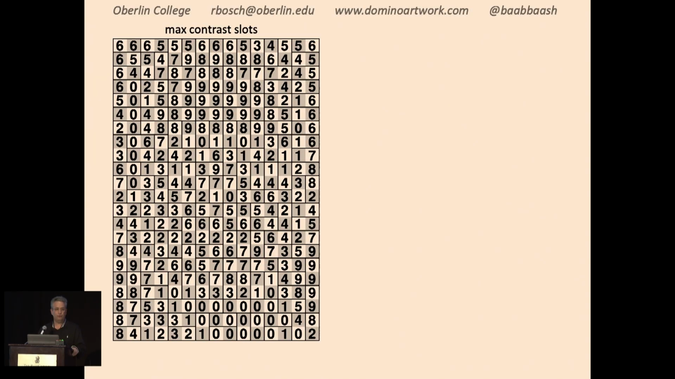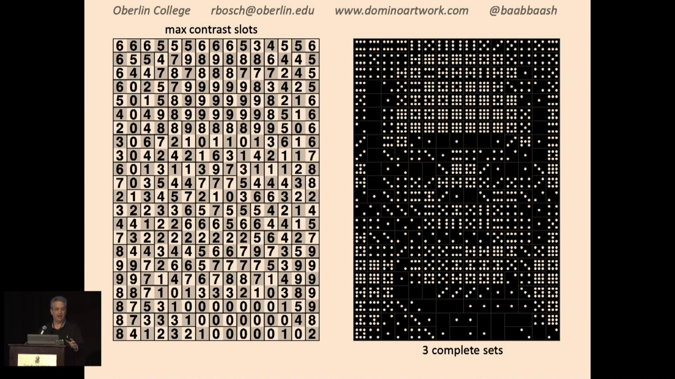In stage 2, we assign the actual dominoes, virtual or real, and we try and match up the numbers on the dominoes to the numbers that were shown on the left. And this is the best you can do for stage 2 for that particular slot pattern. 3 complete sets. I think it turned out pretty well.